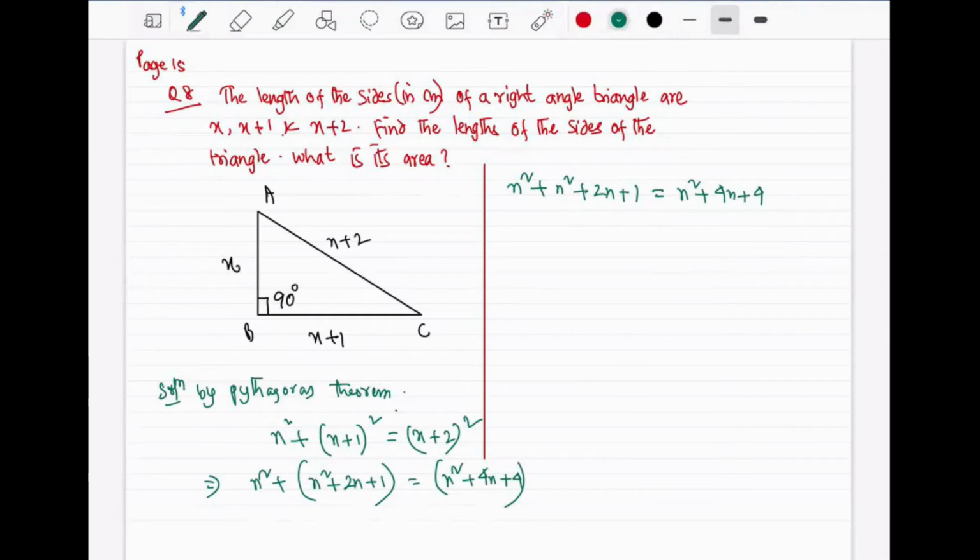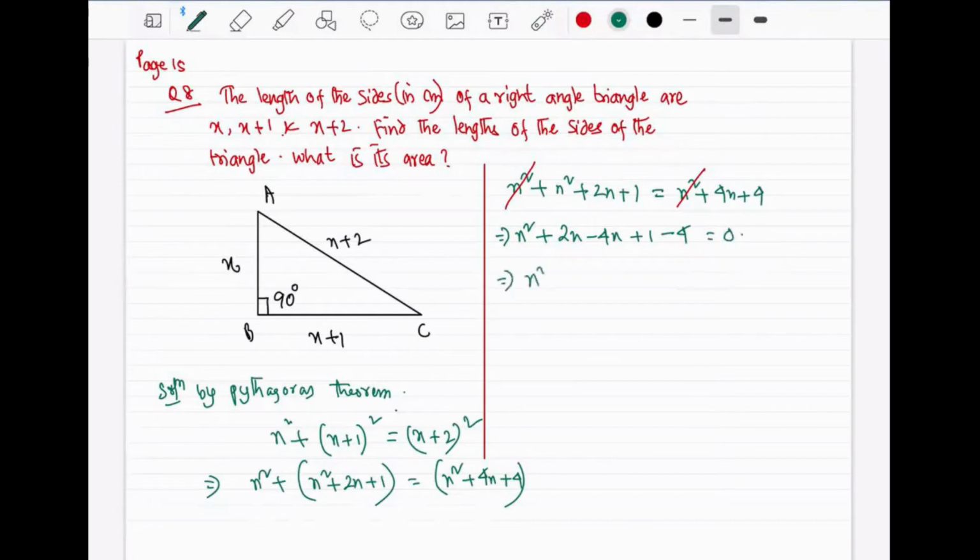Like here, we're going to cancel x square and x square first. What is remaining? Keep the x square plus 2x. Bring the 4x from the right hand side. Minus 4x. Plus 1. Bring the 4 from the other side. 4x is put here. 4 is put here. Right hand side will be 0.